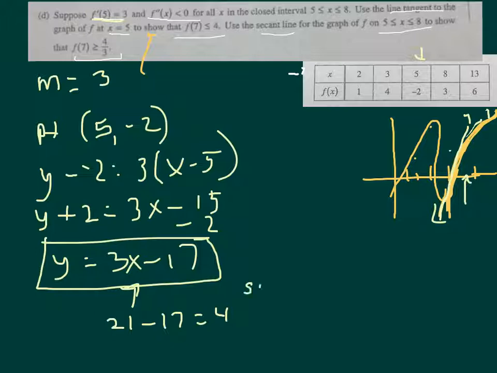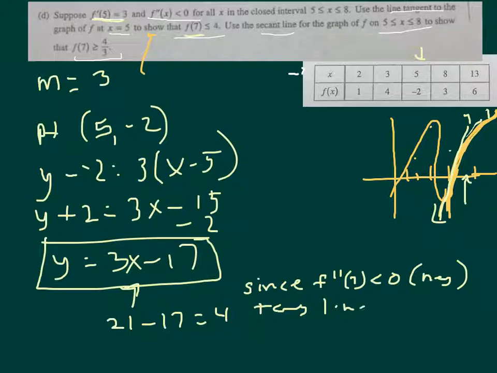I say since f double prime of, and I can say the whole interval if I want to, but since we're looking at 7, since f double prime of 7 is less than 0, hence negative, tangent line is above. Three dots mean therefore. Therefore, f of 7 has to be under 4. Okay, so that's how I do the tangent line part of that.